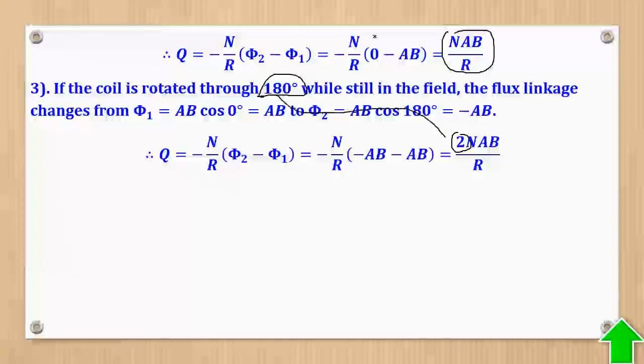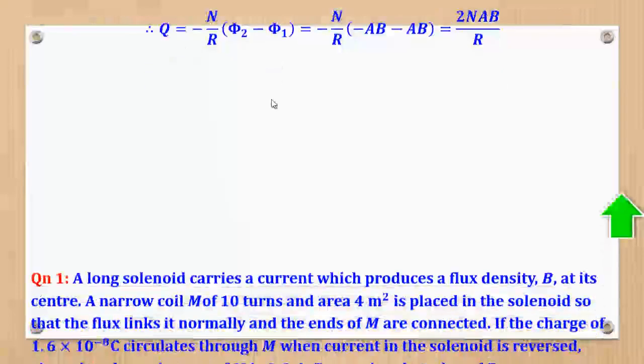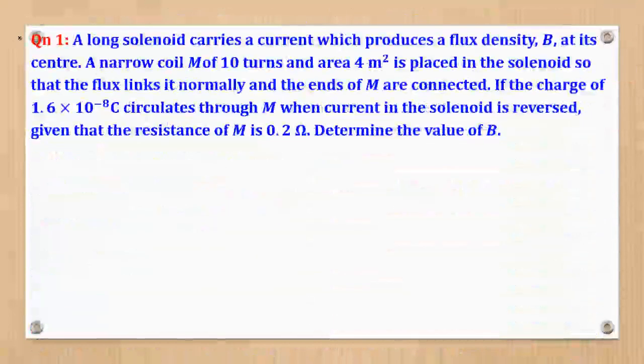When it is rotated a quarter turn, it is just NAB over R. When it is completely pulled out of the circuit, it is still NAB over R. So always remember that in the calculations we are going to do. So let's start with this.